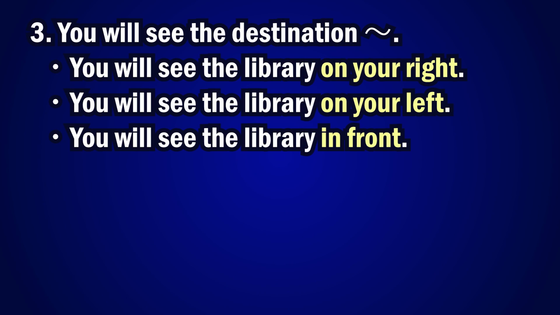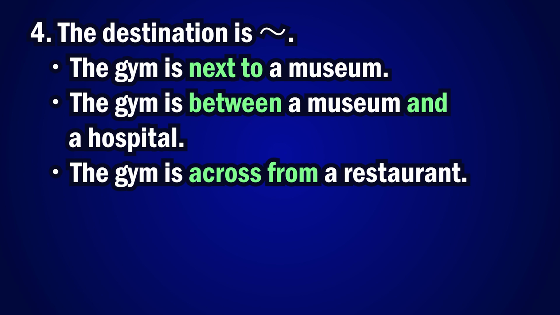Alright, let's move on to explaining the destination in detail. You can say the destination is next to a place, between two places, or across from a place. Across from means something is on the opposite side from something. Let's look at some of these examples. You can say the gym is next to a museum, or the gym is between a museum and a hospital, or the gym is across from a restaurant. All right, do you understand more about destinations now?